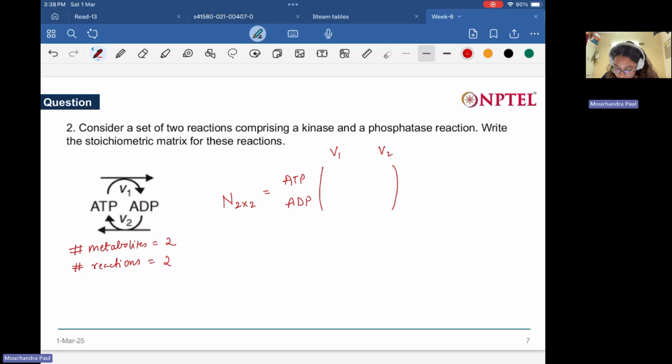In the first reaction, ATP is consumed, all right, and in the second reaction, ATP is getting formed, so +1. Whereas ADP in the first reaction is getting formed, and in the second reaction, ADP is getting consumed, so there will be -1. So like this, you will get a symmetric matrix, all right, for this particular reaction scheme.